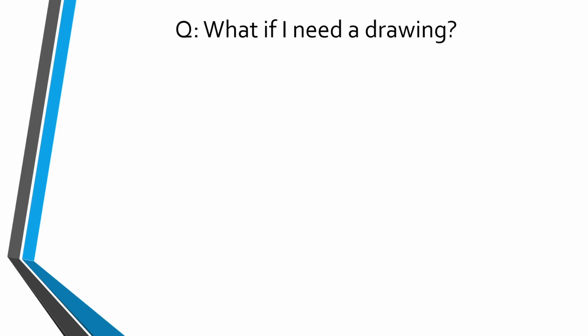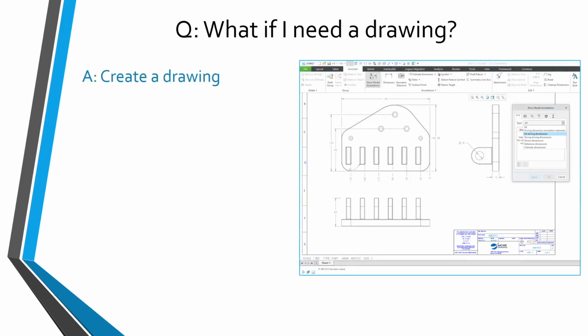Okay, so people say, hey, we're doing model-based definition. We're putting all the product and manufacturing information into the model itself. What if I need a drawing? Well, the answer to that question: create a drawing. You can still create a drawing when you are using model-based definition. Drawings and model-based definition are not mutually exclusive. It's not one or the other. You're using your model as your primary source of information, but you're creating drawings as necessary.